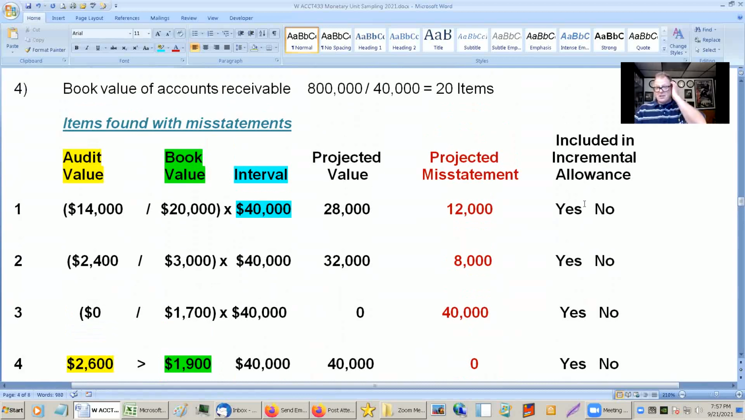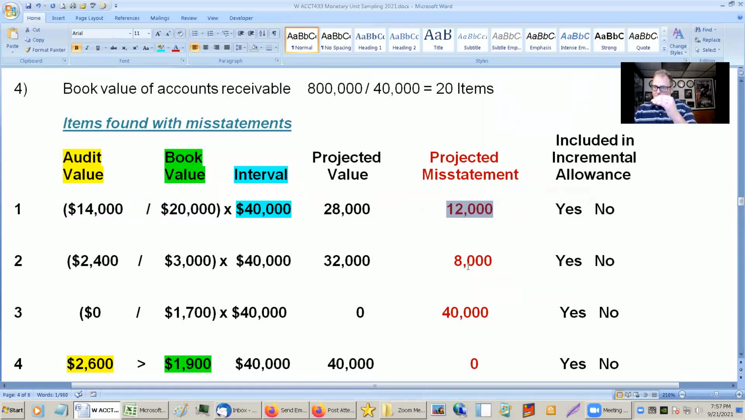Incremental allowance says, if there is a problem with an interval, it matters how big it is. This is a projected misstatement at 12,000. Because this doesn't take up the entire interval, it's possible that this could be worse. There could be more things wrong. It's more likely that there could be things wrong because they're wrong in that interval. So this could be worse. So we have what they call an incremental allowance.